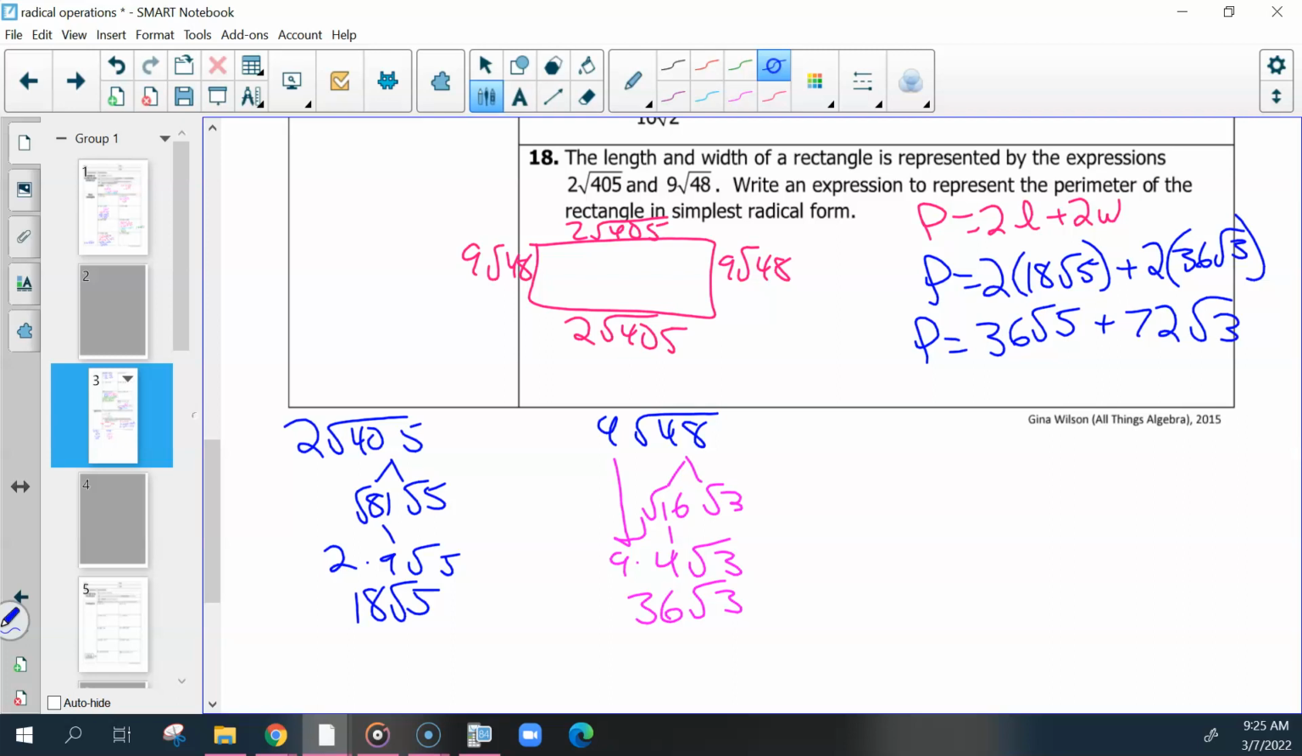What questions do we have on this or adding and subtracting radicals in general? I don't want you to do all of the ones we did not do, so I'm going to pick certain ones for you.